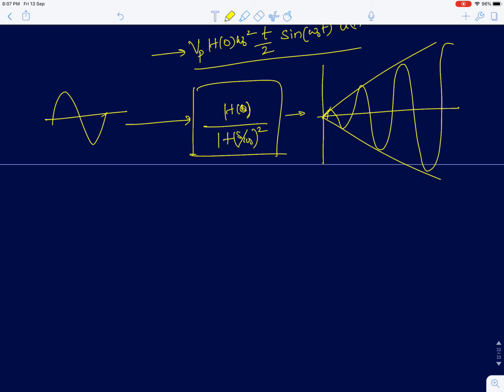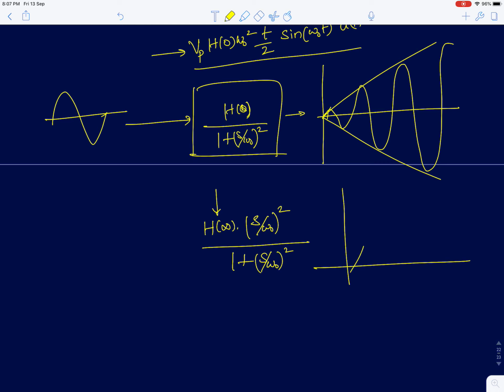The next is our high pass response, which is h infinity into (s by omega naught) the whole square by 1 plus (s by omega naught) the whole square. So here h infinity is the high frequency gain. We already drew this response in the previous lecture. So if I draw this, the high frequency gain here is h infinity. Okay, and this also has a resonant frequency at omega naught.